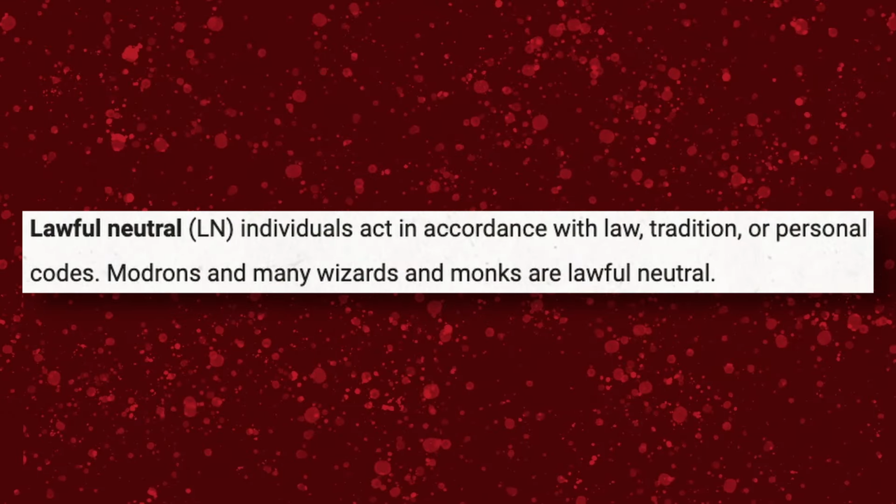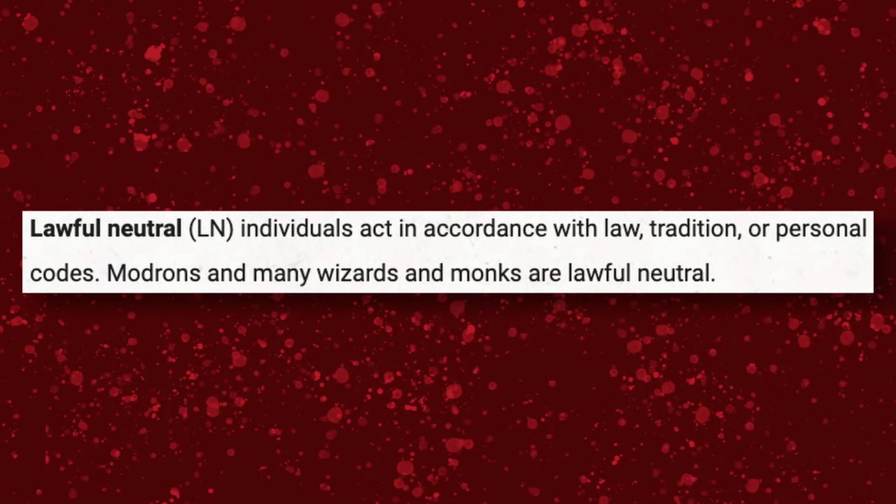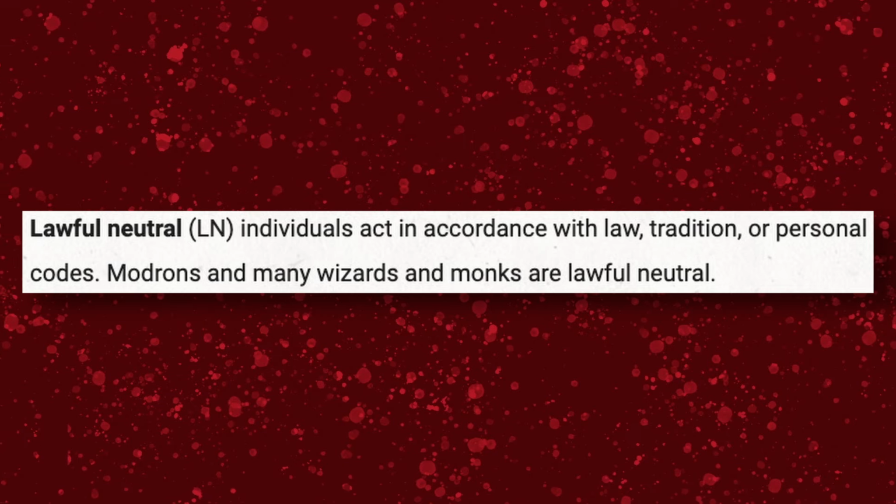Alright, lawful neutral. Rules say they act in accordance with law, tradition, or personal codes. Modrons and many wizards and monks are lawful neutral. One of the examples, again, that we came up with is the Punisher. I think the Punisher has a specific code he follows, for sure, but doesn't always do good in the name of that code, but doesn't always do evil in the name of that code.